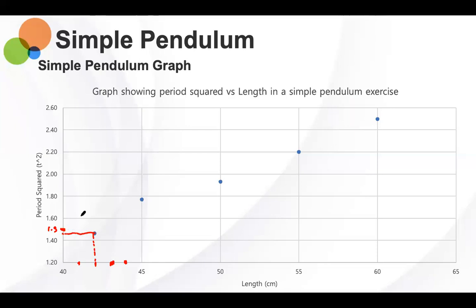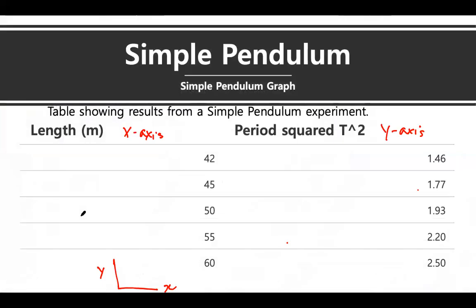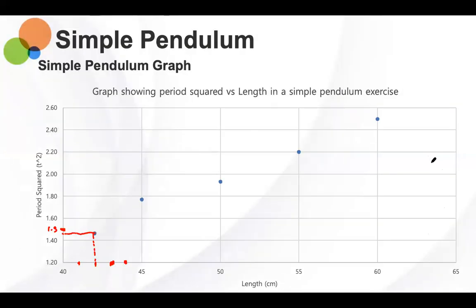All right, so we have 1.5 in the middle of 1.4 and 1.6, right? So 1.46 would be between 1.4 and 1.5, somewhere here. All right, let me try one more. Second point, we have 45 and 1.77, right? So 45 on our x-axis and 1.77 on our y-axis.